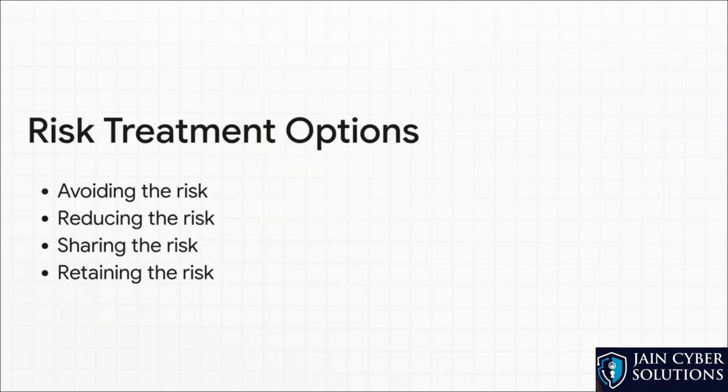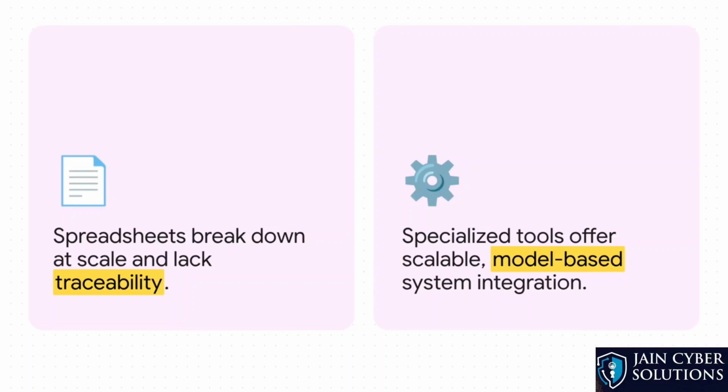Based on Clause 15.9, engineers then make a calculated decision with 4 options. They can avoid the risk entirely by ripping out the vulnerable feature. They can reduce the risk with security controls. They can share the risk via a supplier contract, or they can consciously decide to retain the risk as long as it's properly documented.